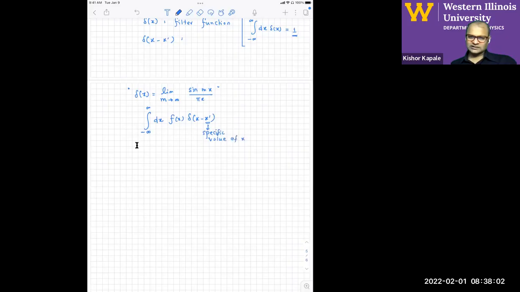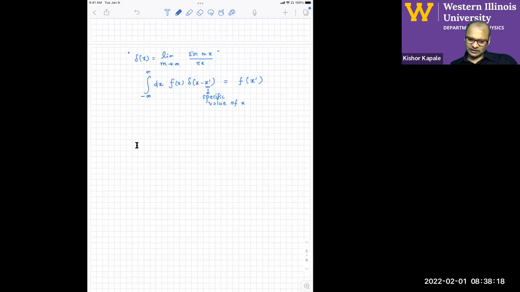Value of x, and you are integrating over the whole domain. Then what this does is it's a filter. What it does is it just picks out the value of the function at x equal to x prime. It picks out the value.